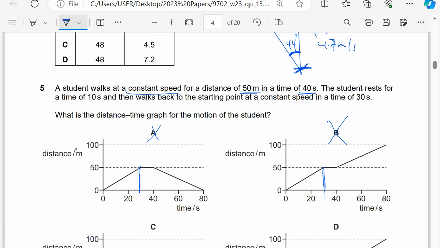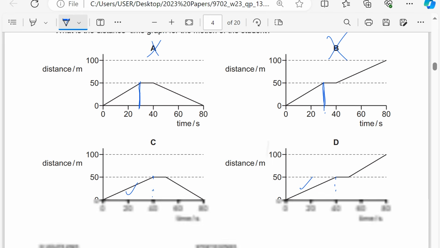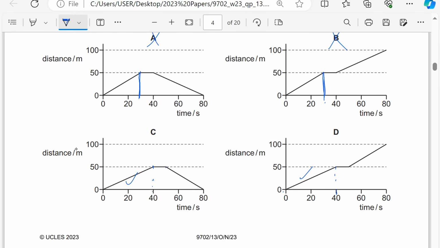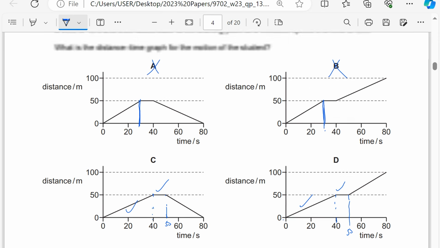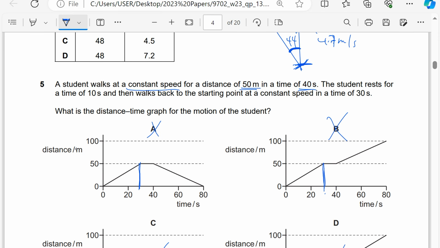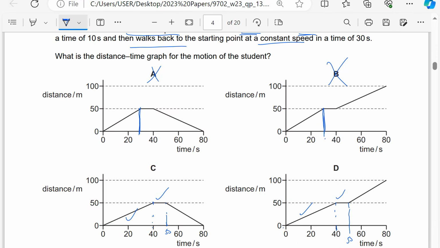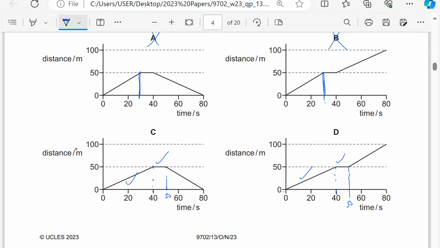Then the student rests for a time of 10 seconds. Let's see the resting time. I think this is 50. So that is 10 seconds. Resting time, I think this is also 50. 10 seconds, that is also correct. And then walks back to the starting point at a constant speed in a time of 30 seconds. I think if we check the time of 30 seconds for both, time is fine.